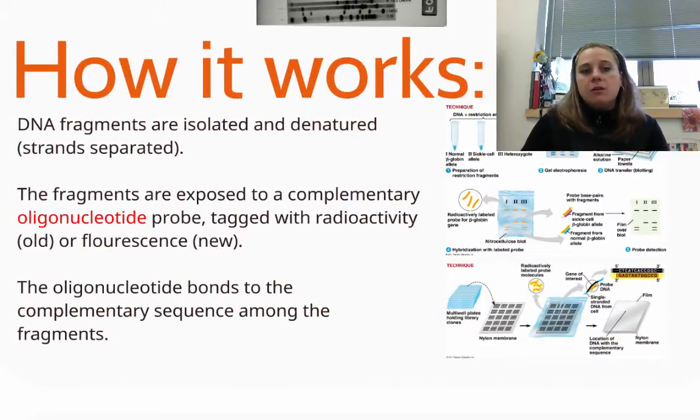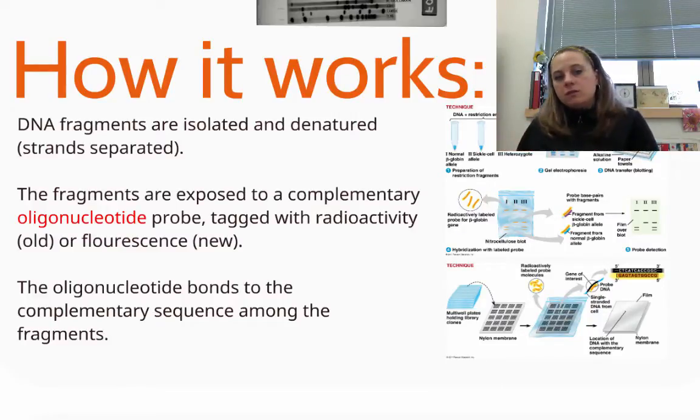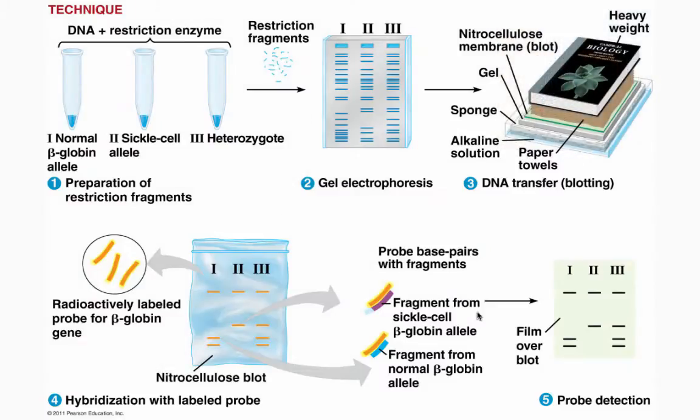So fragments that are isolated get denatured, strands separated. They're exposed to a complementary oligonucleotide probe that you can tag with radioactivity, right? And then that bonds to complementary sequences along the fragments. So let's look here. So here's the technique of it.